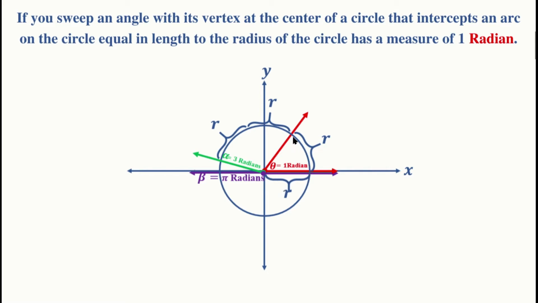Now, what if you don't stop there, right? What if you go another radius worth of distance there? Then you basically are going to create an angle which is measuring 2 radians. So if I were to draw that, it would look something like this.